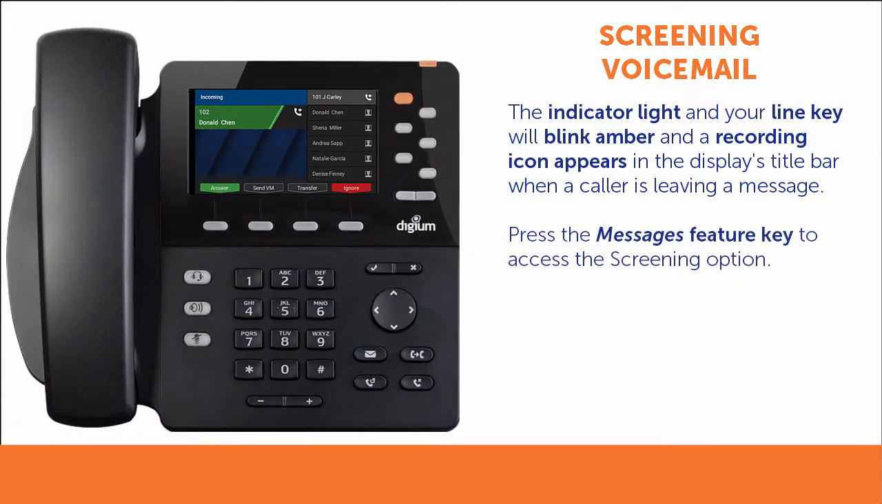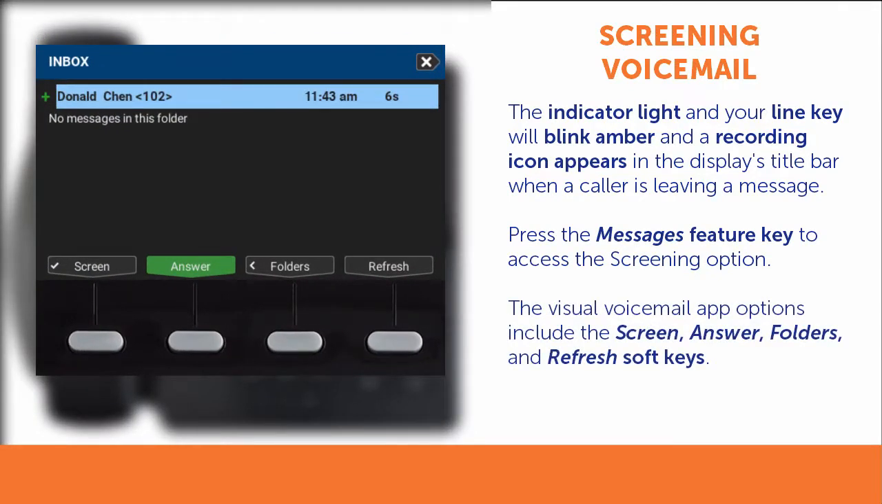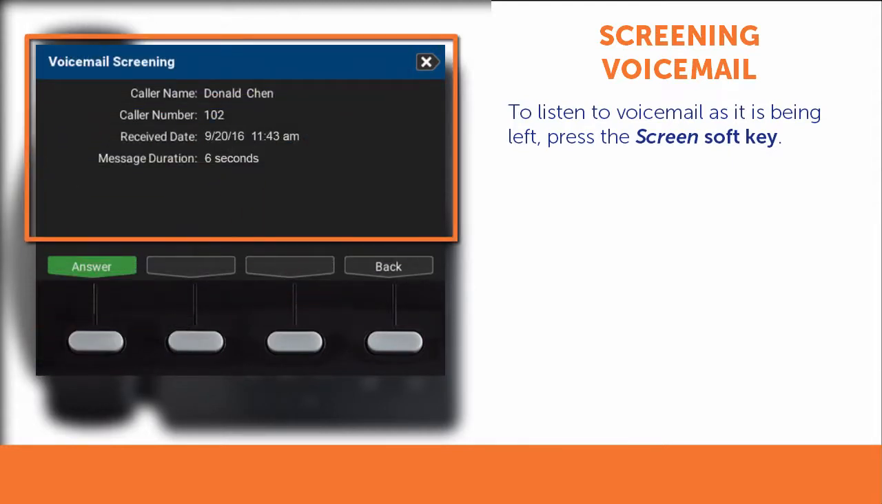To access the screening option, press the Messages feature key. This displays the app's soft keys: Screen, Answer, Folder, and Refresh. Press Screen to listen to voicemail as it is being left. This displays the voicemail screening information.